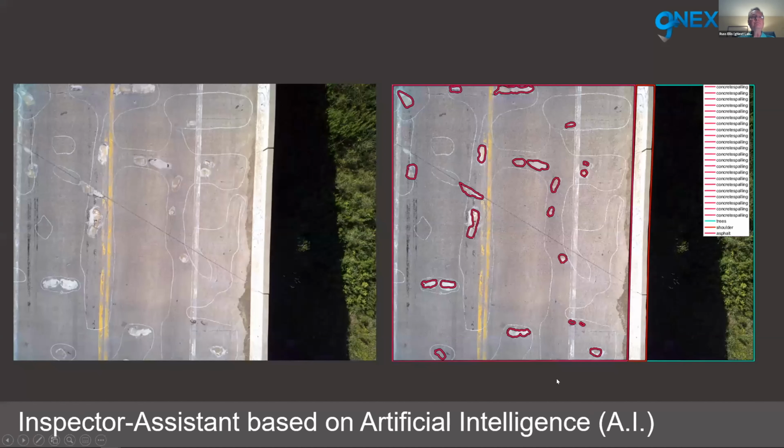We'll continue along. In this situation, it's an inspector assistant based on artificial intelligence. This bridge deck was flown. It was run through our algorithms, and what we're working on now is the ability for we have machine learning and AI built directly into the platform. With machine learning, these areas, concrete spalling, can automatically be detected and provided to the inspector.